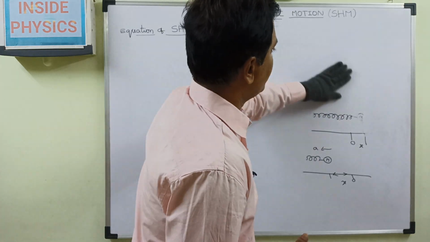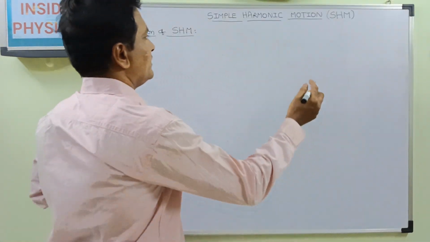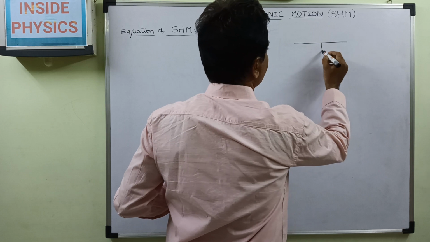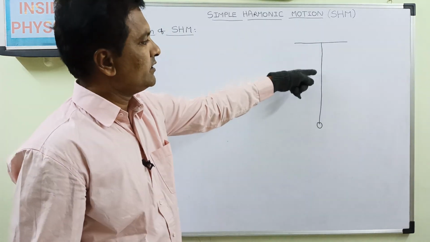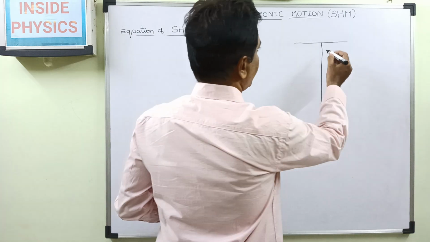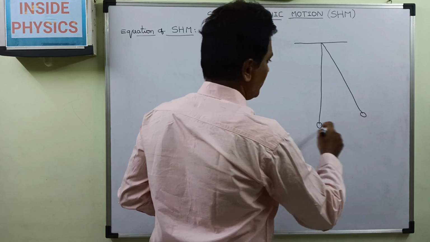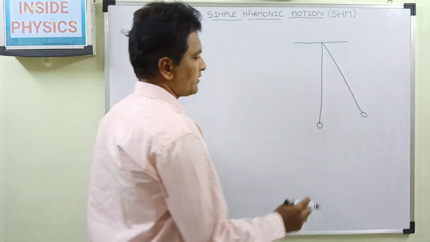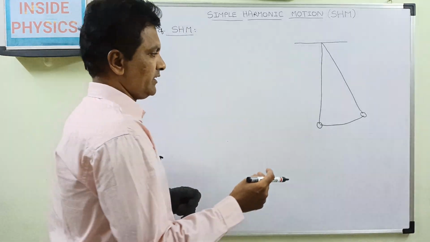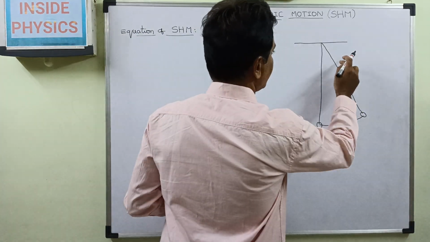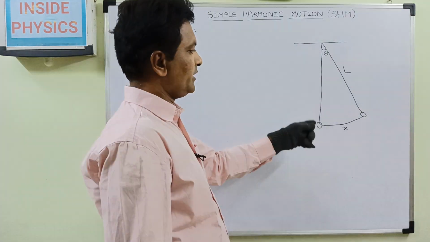What is a simple pendulum? It's an example of simple harmonic motion. We have already seen that. If you draw a diagram of how a simple pendulum will oscillate, this is the mean position, this is the bob, and this is the string attached to the bob. The string length will be L, and the bob at the extreme position will oscillate at periodic regular intervals. This is the arc in which it will oscillate. The arc length will be x and the string length will be L. At the extreme position, it makes an angle theta with the mean position.